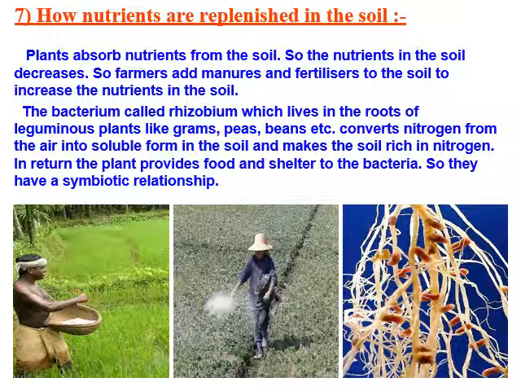One bacterium called rhizobium, which lives in the roots of leguminous plants like gram, pea, beans, etc., converts free atmospheric nitrogen into the soluble form in the soil and makes the soil rich in nitrogen. And in turn, the plant provides food and shelter to that bacteria. So they also have a symbiotic relationship.